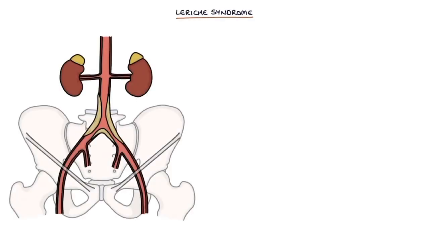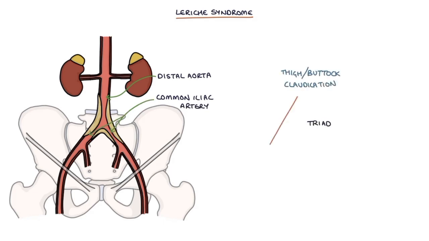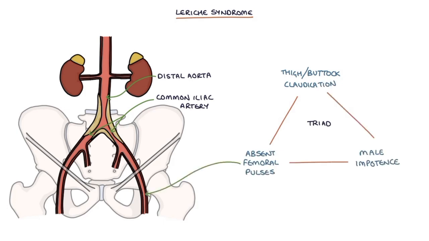Next, let's talk about a very specific syndrome called Leriche syndrome. Leriche syndrome occurs with occlusion in the distal aorta or proximal common iliac artery. And there's a triad of thigh or buttock claudication, absent femoral pulses, and male impotence. So if you see this triad in your exams, think of Leriche syndrome.